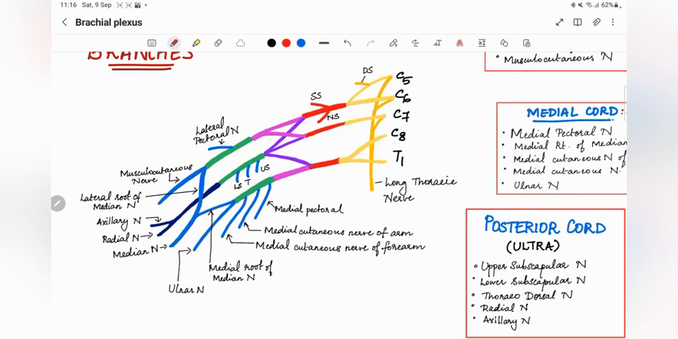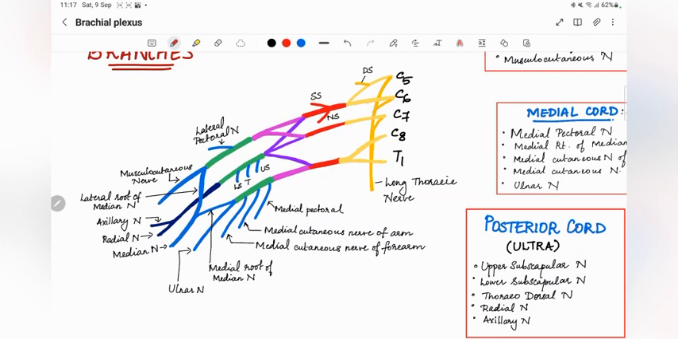So, we talked about the nerves that arise from the medial cord. Finally, we have the posterior cord, and again 5 nerves come from that. These 5 nerves can be memorized as ULTRA. So, which are the 5 nerves? We have the upper subscapular nerve, the lower subscapular nerve, the thoracodorsal nerve. Then for RA, we have the radial nerve and the axillary nerve.